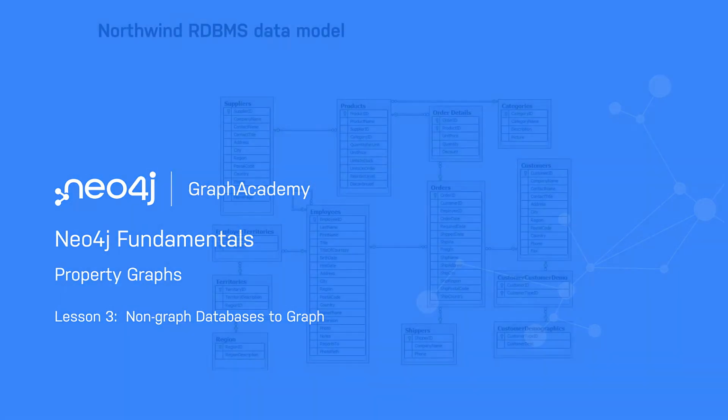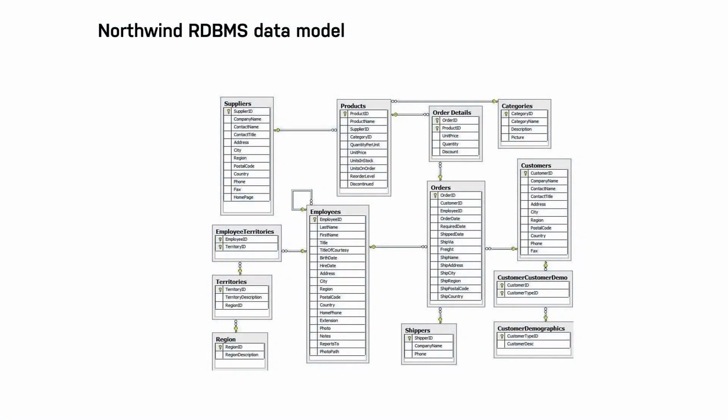Let's look at the Northwind RDBMS data model. In this example, an order can contain one or more products, and a product can appear in one or more orders. In a relational database, the order details table is required to handle the many-to-many relationships. The more orders added, and subsequently the larger the order details table grows, the slower order queries will become.